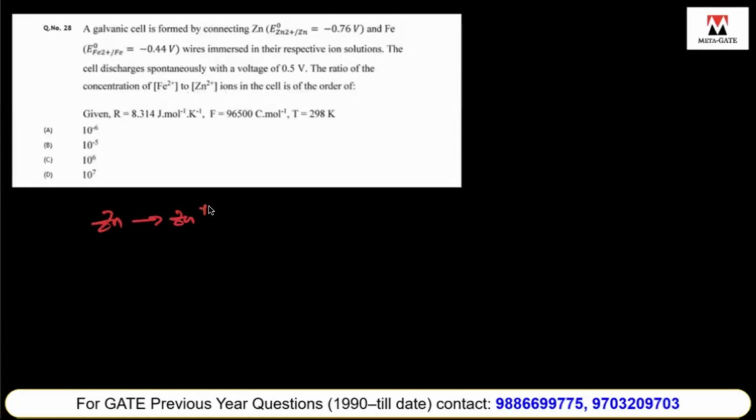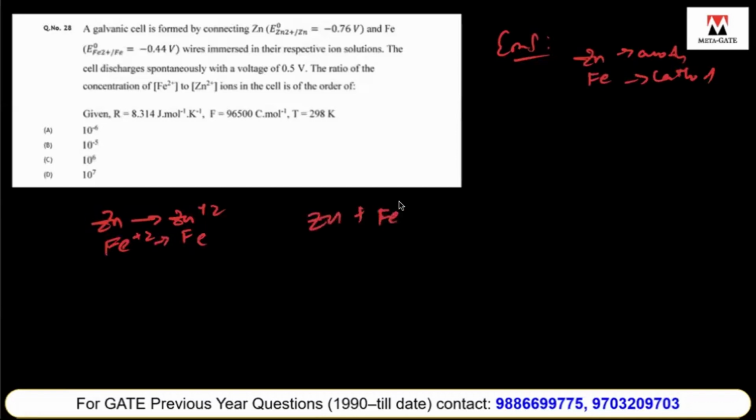So zinc gives Zn plus 2. If you see in an EMF series, zinc will be above iron. So zinc will be anode here, and iron will act as cathode. So zinc will become Zn plus 2, and Fe plus 2 will become iron. So the overall redox reaction will be Fe plus Zn plus 2.